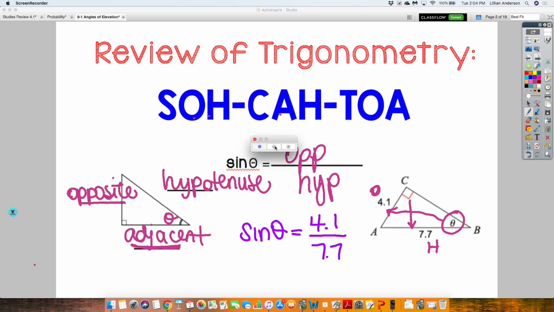Now, whenever you're looking for an angle, you always do the inverse of that respective trig function. So whenever you're looking for an angle, you always use the inverse of the function.